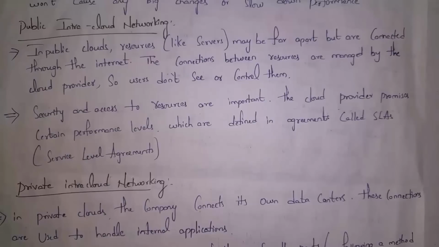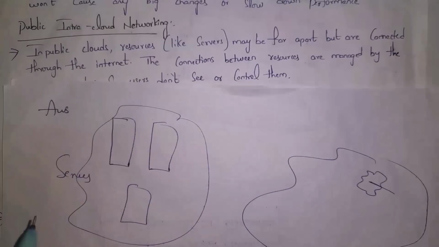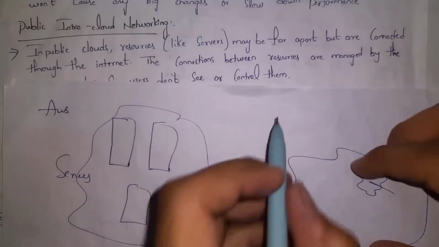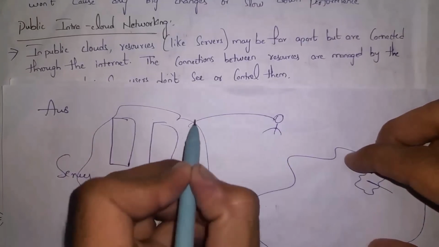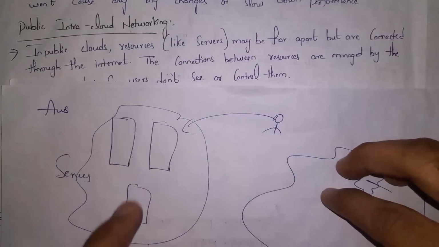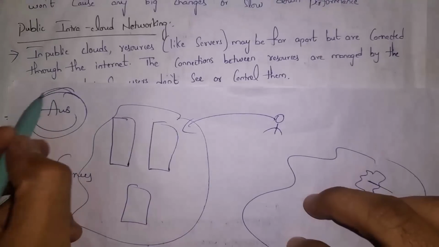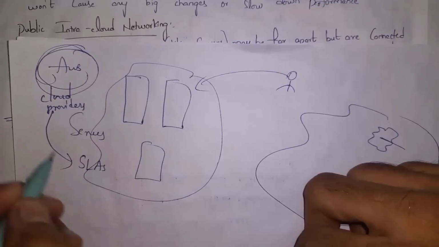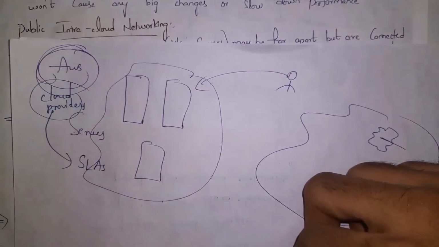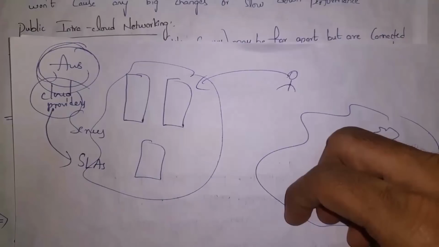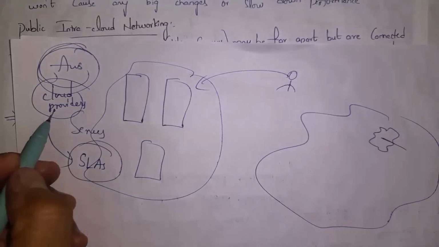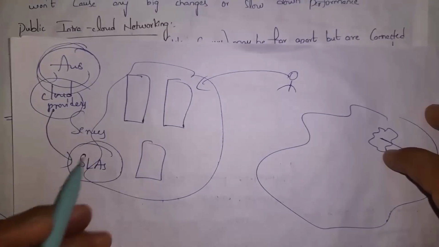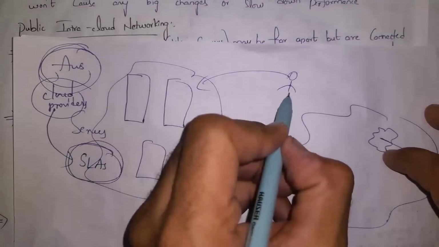Next I will explain what public intra-cloud networking is. Guys, in public clouds, servers are located in the provider's location and we can use those servers by using the internet, and we cannot control these servers. Only cloud providers will control these servers. Still, they are public clouds, so our data will be secure. Guys, in service level agreements, the cloud provider will promise that there will be security and resources will always be available to the user. Providers will not break the service level agreement. Service level agreements are the agreements between the user and the cloud provider.